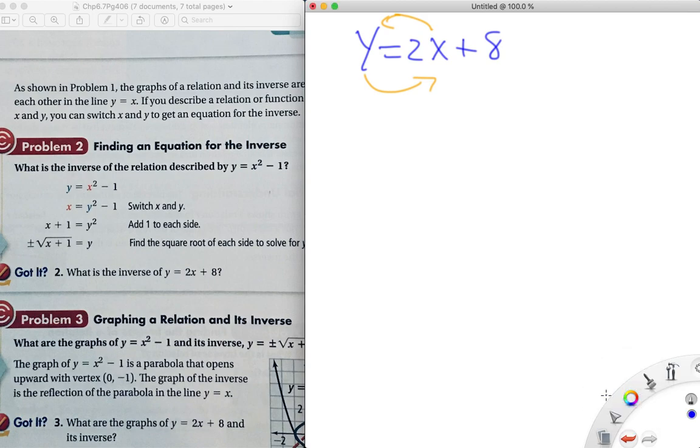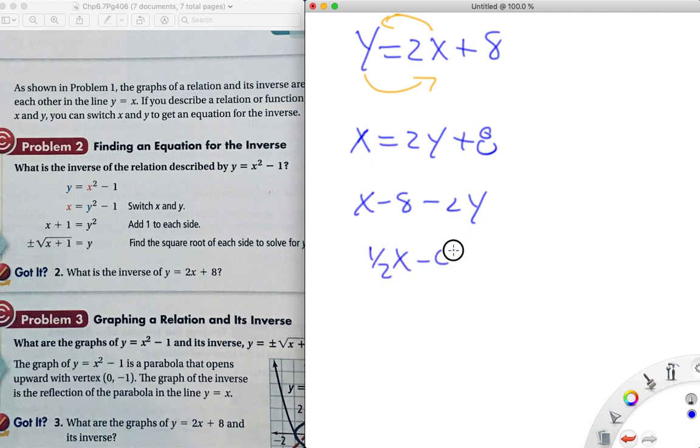So now we are going to have x equal to y plus 8. And now we're going to solve for y. Subtract 8 from both sides. x minus 8 equals 2y, and then divide both sides by 2. And I get 1/2 x minus 4 equals y. Or you can write it as y equals 1/2 x minus 4.